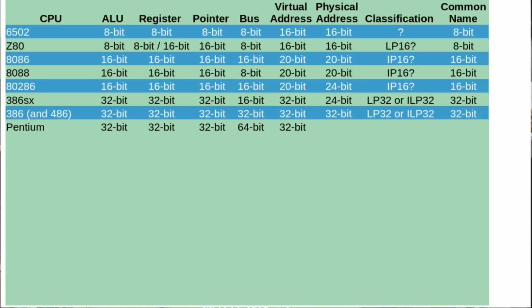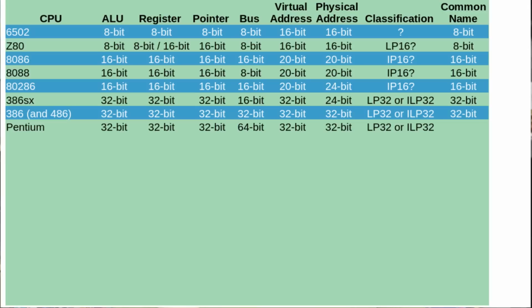32-bit virtual address space, 32-bit physical address space, and again, in spite of the 64-bit bus, this is going to be LP32 or ILP32. It's a 32-bit CPU. Nobody would argue that the Pentium is anything other than a 32-bit CPU.